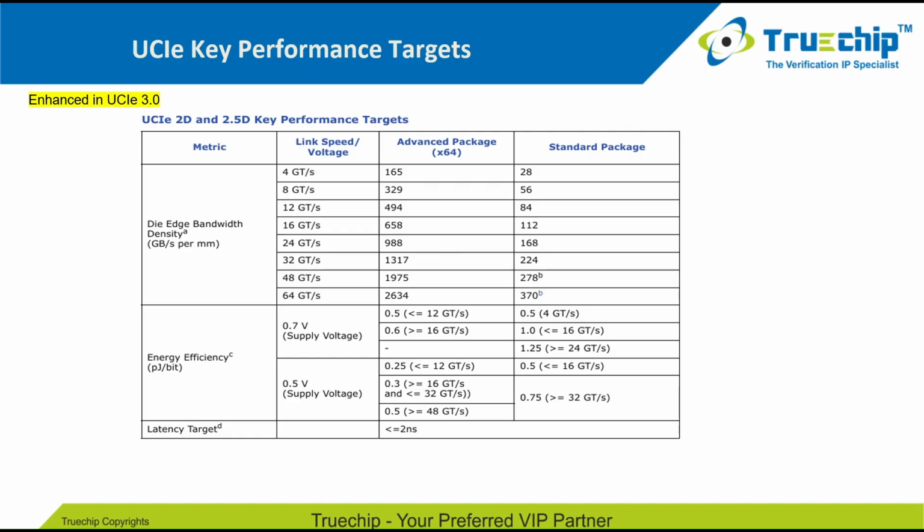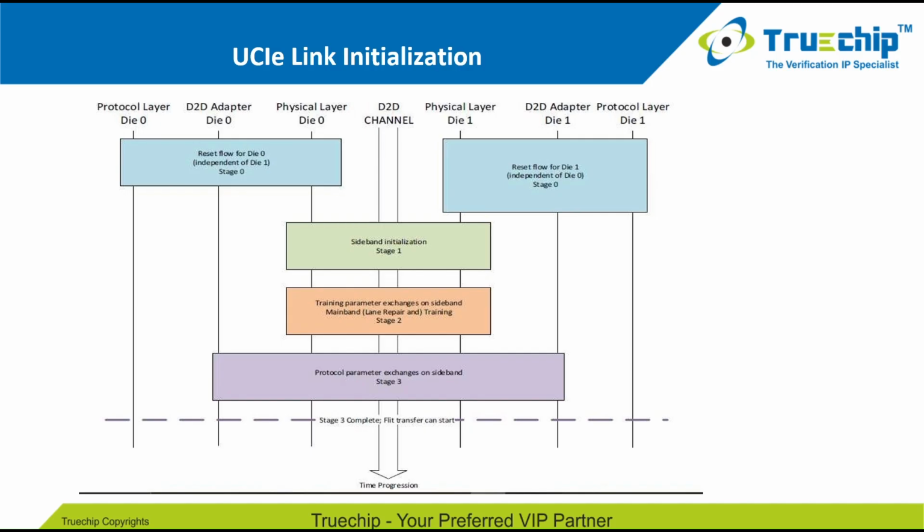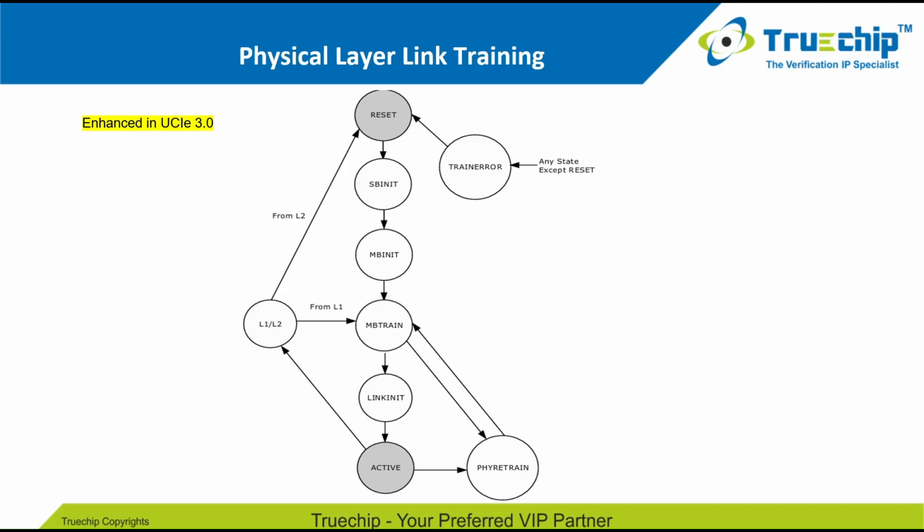Now moving to the next slide. This is one of the most critical processes, link initialization. This is all managed by the physical layer link training state machine, or we can say LTSSM. The high-level flow is here. The very first stage is sideband initialization, you can see here, and the second stage is mainband training and parameter exchange on the sideband, and the third stage is protocol parameter exchange. Only after these three stages are complete can we transfer flits.